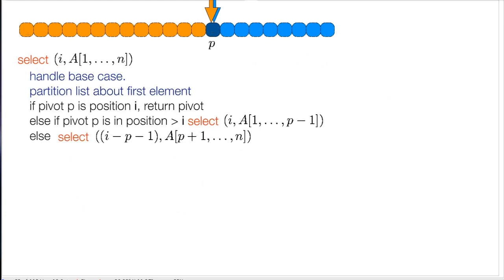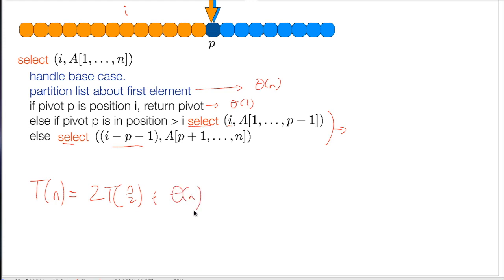So we partition our list, and we determine whether i is going to be on the left side or the right side, and then we recursively select on one of those sides, updating our index appropriately. Let's consider the running time of this algorithm. This step takes order n time. This one right here takes order 1. Okay, what about these two lines? Is it going to be 2 times T of n over 2? Is this our running time? This right here would give us n log n, and we can do better.